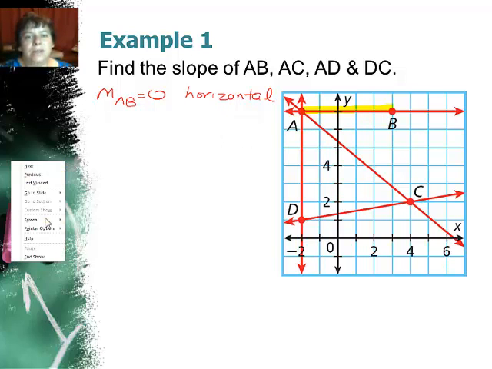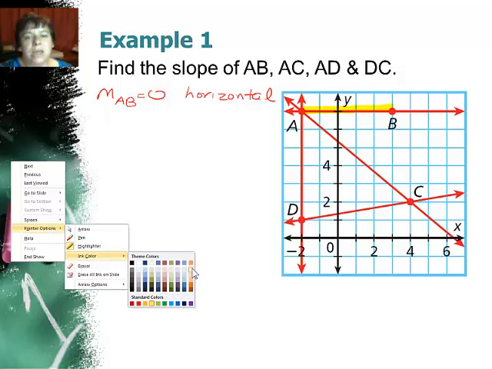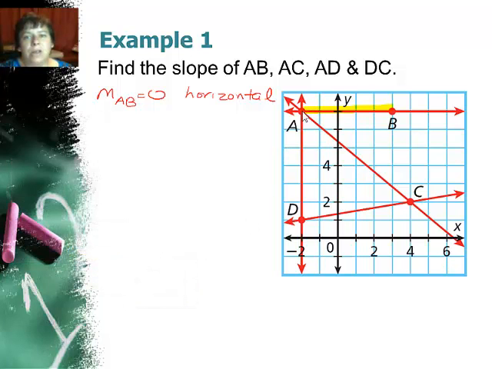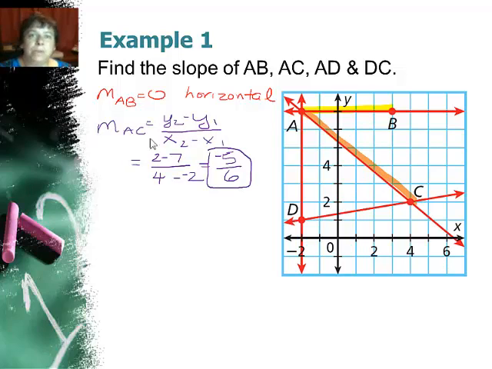The next line is a little more interesting. It is a line going down. So I'm going to use point A and point C to find the slope. I'm using the formula from our math chart, y2 minus y1 over x2 minus x1. y2 is this point right here, up 2, minus y1 up here, that's at 7. So 2 minus 7 over x2 at 4, and x1 at negative 2. 4 minus negative 2 is 6.